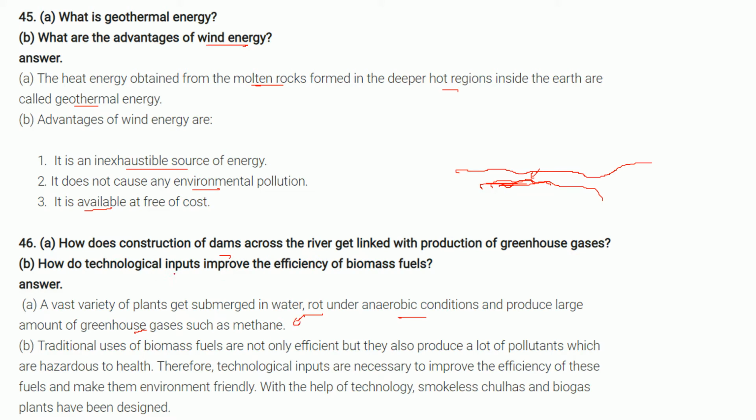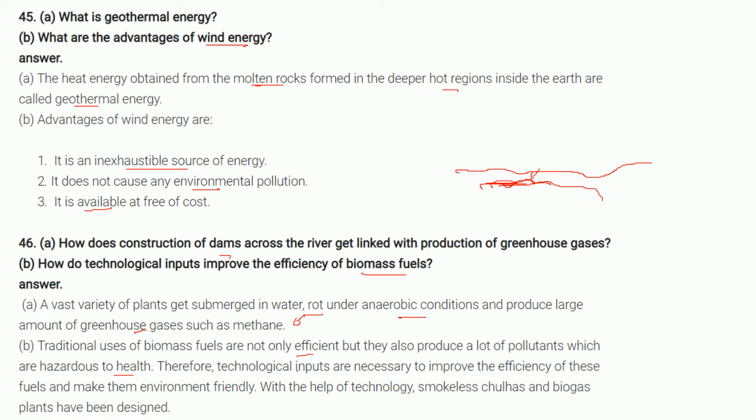How do technological inputs improve the efficiency of biomass fuels? See, traditional uses of biomass fuel are not only inefficient, but they also produce a lot of pollutants which are hazardous to health.